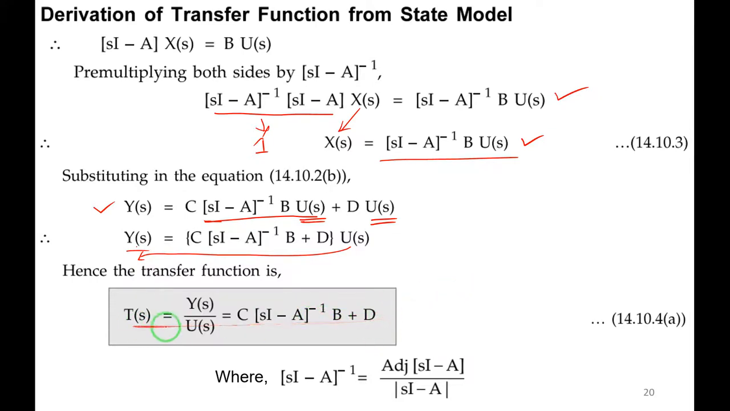You can remember this transfer function equation very easily. I will write it like this: C (sI minus A) inverse B plus D.